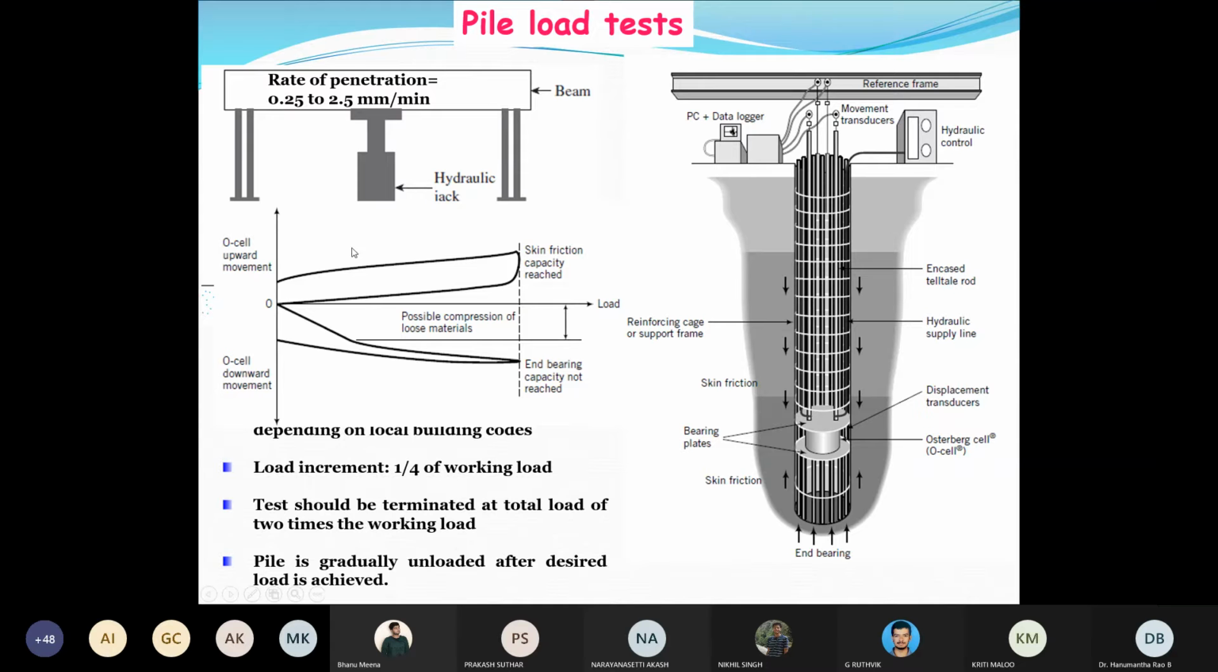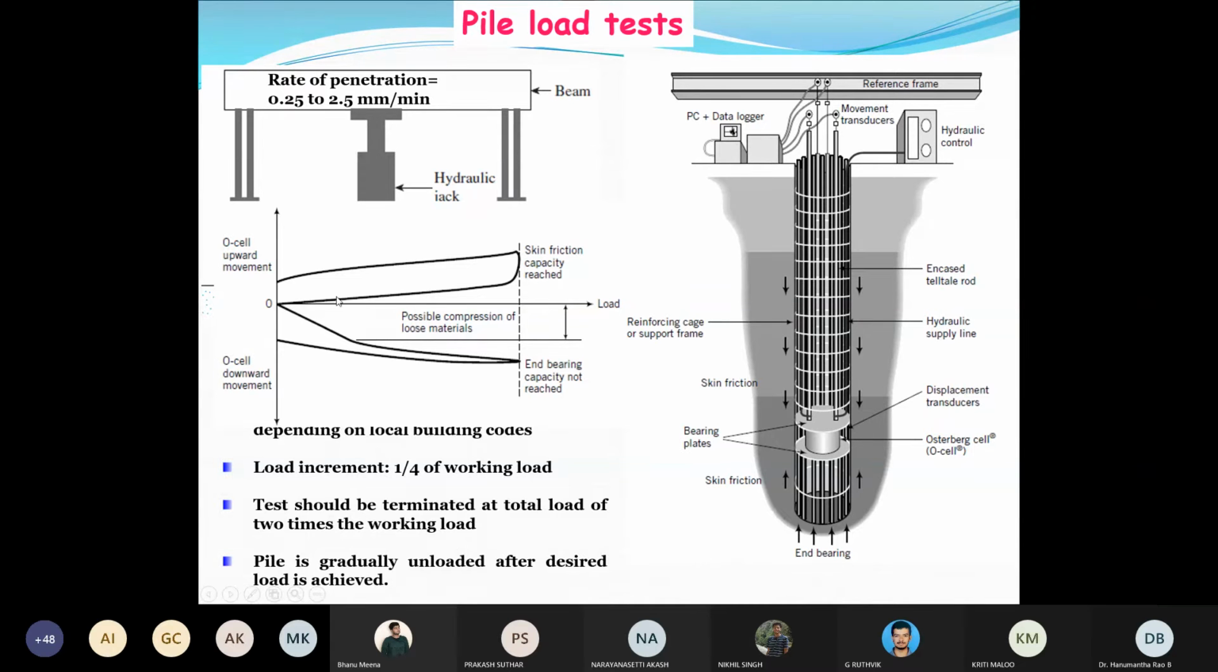But the rebound can also be understood in a different way. Suppose you do the reverse test, that is the pile pull out test, then what you get is only the O cell upward movement, not the O cell downward movement. So therefore don't get confused. The upward movement corresponds to 2 things, either rebound or pull out capacity, but it is preferably rebound only.